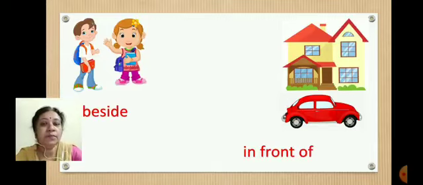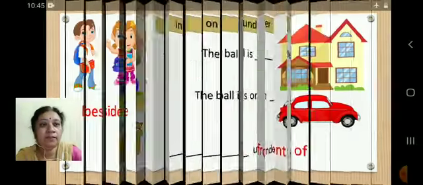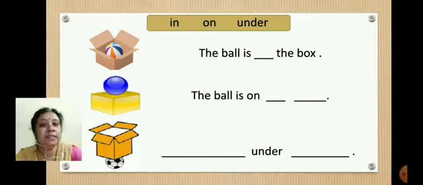Now, you understood, children? Now, open your textbook. Page number 21. And write the date. Now, we will do the exercise. Children, one help box is given in which a few prepositions or position words are given. Okay, so see the first picture. Yes, now we will write in the blank line. The ball is, where is the ball? The ball is in the box. Okay, the ball is in the box.